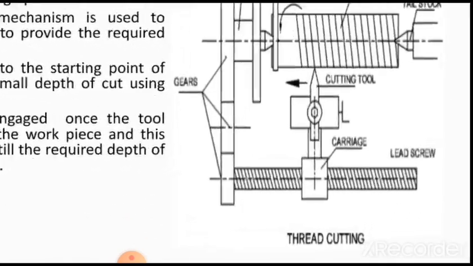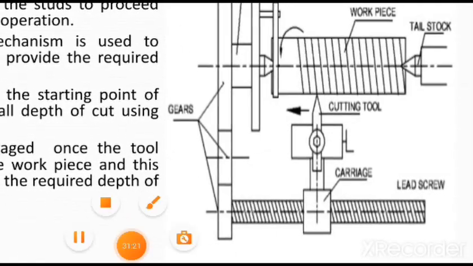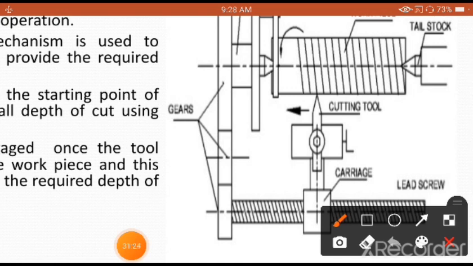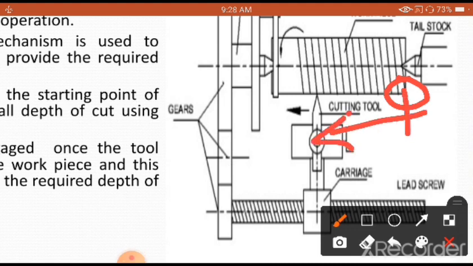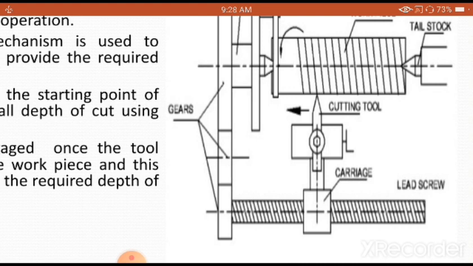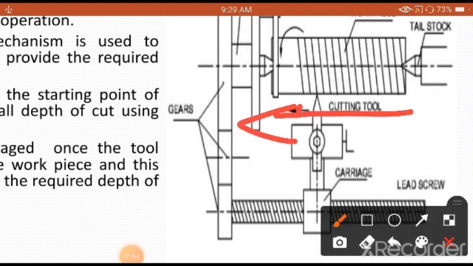Once we fix up the selection, the change gears are being selected, then the tool has to be brought to this point. As I have indicated there, at this point the feeding is given with the help of engaging the carriage to the lead screw. The tool is brought to the starting point of the workpiece, a small depth of cut is given using the cross slide. The carriage is disengaged once the tool reaches the end, so now a very small depth of cut is given, and it is made to traverse in a systematic way.